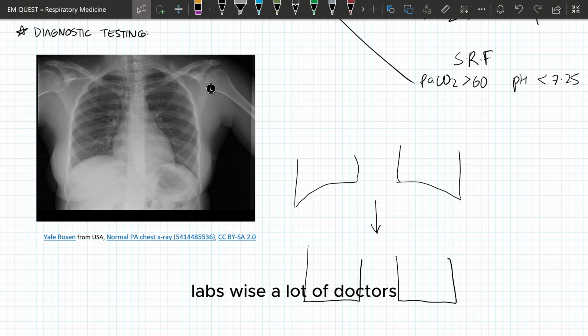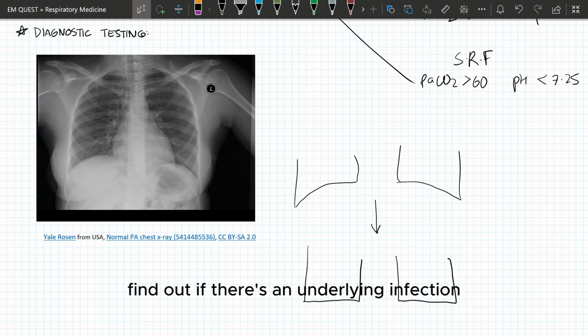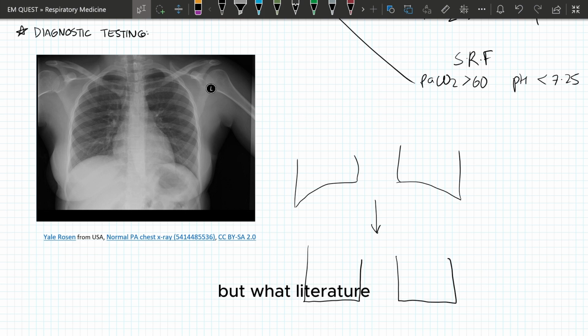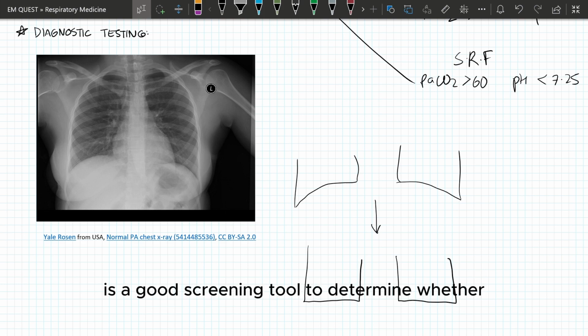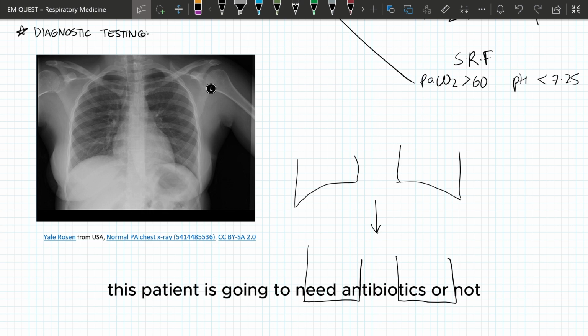Lab-wise, a lot of doctors rely on CRP to find out if there is an underlying infection, but what literature as of now recommends is WBC counts with left shift and the presence of procalcitonin as a good screening tool to determine whether this patient is going to need antibiotics or not.